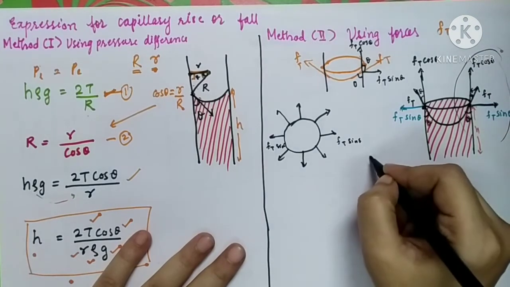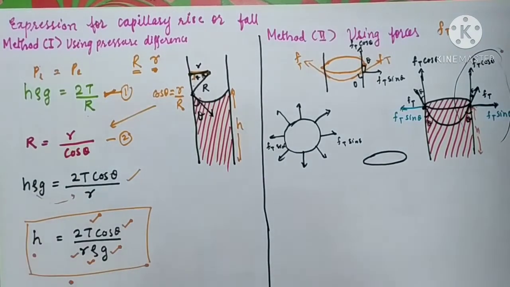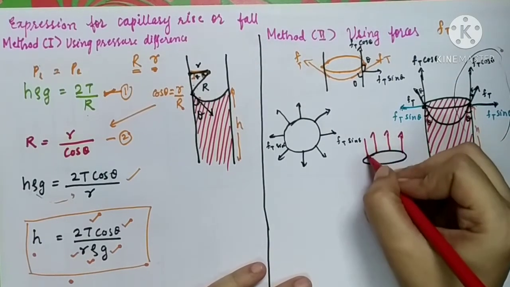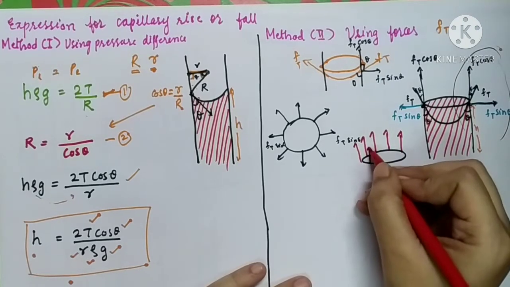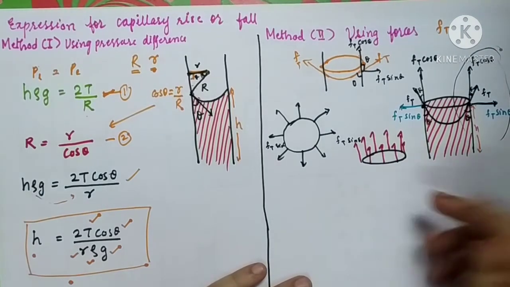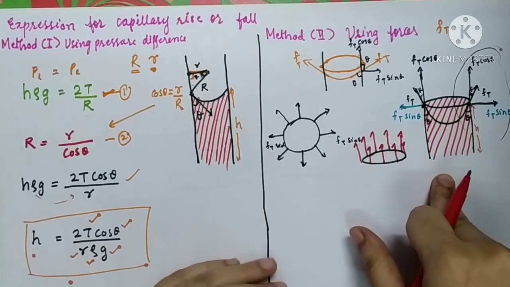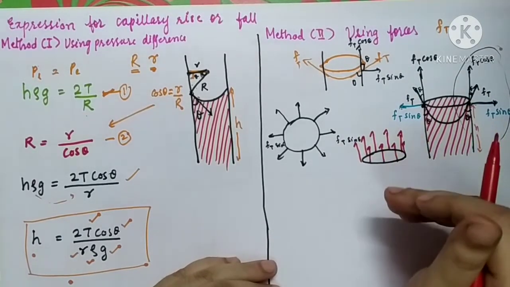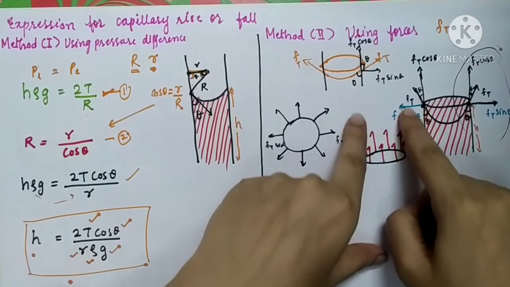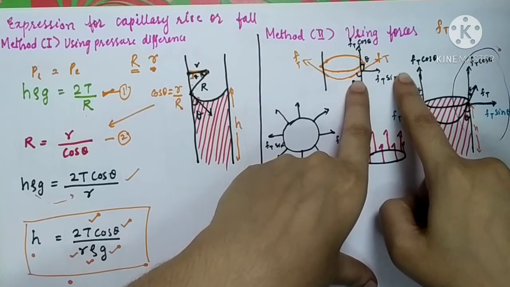If this is our liquid meniscus, all the Ft cos theta components are vertical. These are the directions of all the Ft cos theta. This Ft cos theta is going to act throughout the circumference of the liquid meniscus. So all this Ft cos theta is going to be added, and because the direction of this Ft cos theta is vertically upward, this Ft cos theta will let the liquid level rise inside the capillary tube.